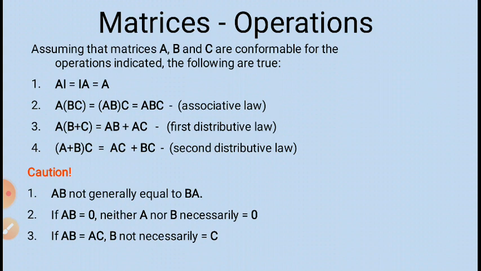Here we have given some cautions. AB is not generally equal to BA. It means when you multiply A matrix with B matrix, it should not be equal to when you multiply the B matrix with A matrix.